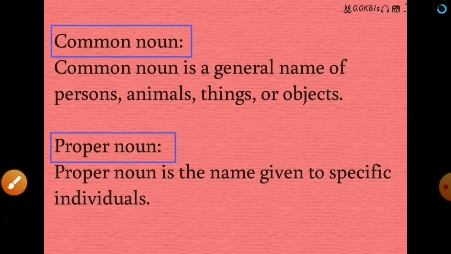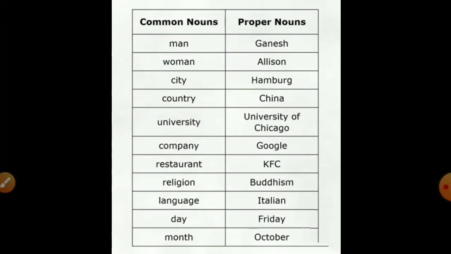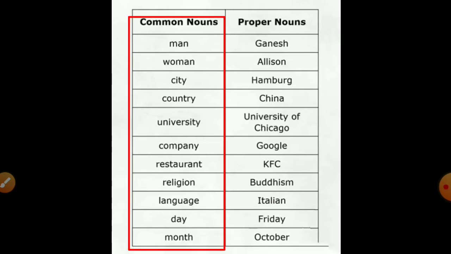Next, let us talk about common and proper nouns together. Do you know what common and proper nouns are? A common noun is a general name of persons, animals, things, or objects. Just like that, a proper noun is a name given to specific individuals. Let us understand that with the help of this chart, which is given here. All the common nouns are given this side and all the proper nouns are given this side.